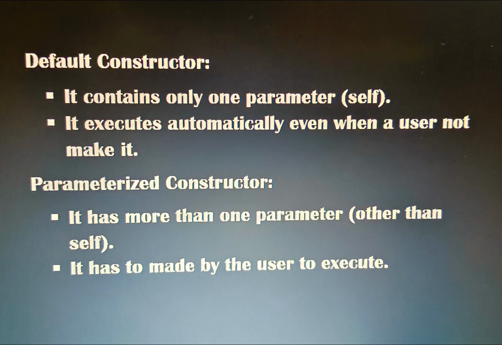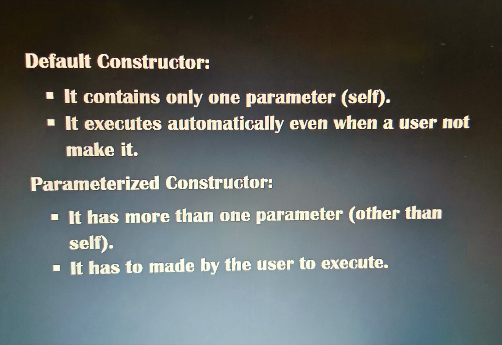The thing you have to remember is that the default constructor contains only one parameter, that is self, and the parameterized constructor can contain more than one parameter, that is, other than self. If you want to store different information for different objects, then we use the parameterized constructor. Generally a user makes this constructor according to their use by giving two or more parameters inside the parenthesis.